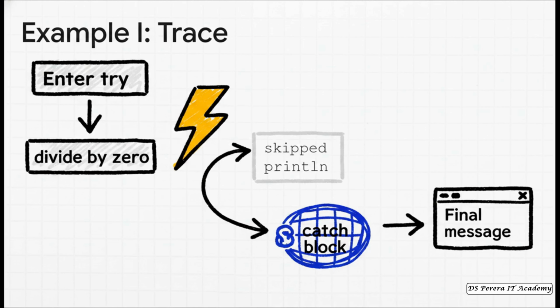The instant that exception is thrown, the normal flow of the try block is over. That System.out.println line that comes after it is completely skipped.